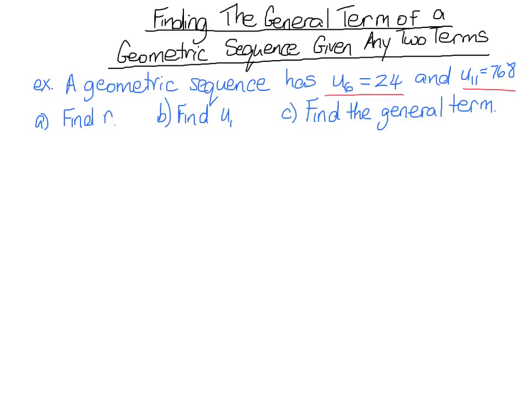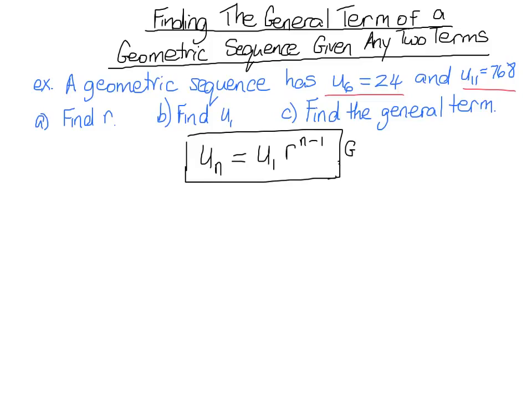Well, we do know the relationship between any term, which we'll call un, the nth term, and the first term and the common ratio. That is the general term formula for any term of a geometric sequence. Again, that's the general term formula for any term of a geometric sequence, and that's going to be very useful for us. So, how do we use this?